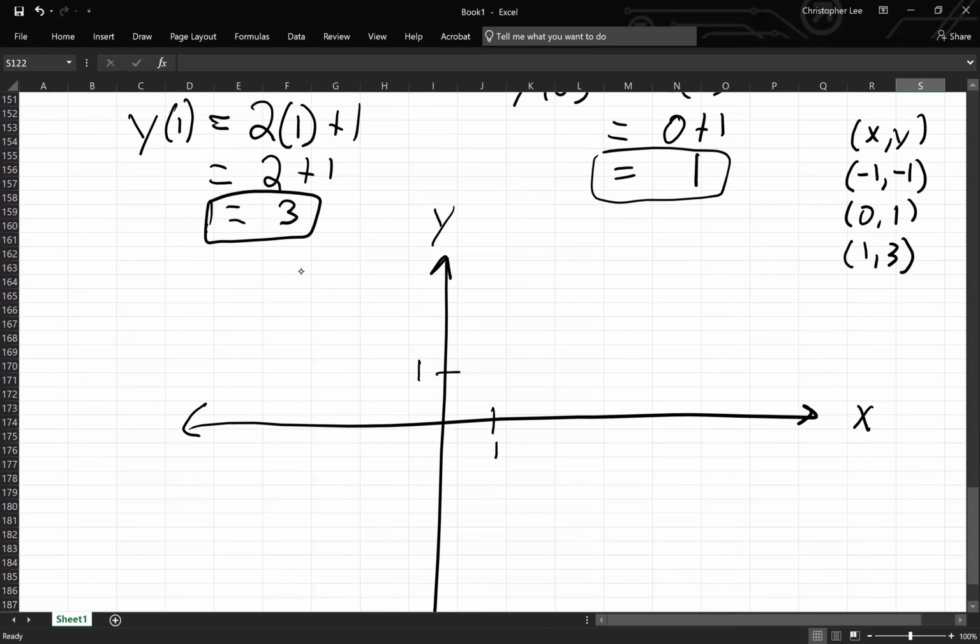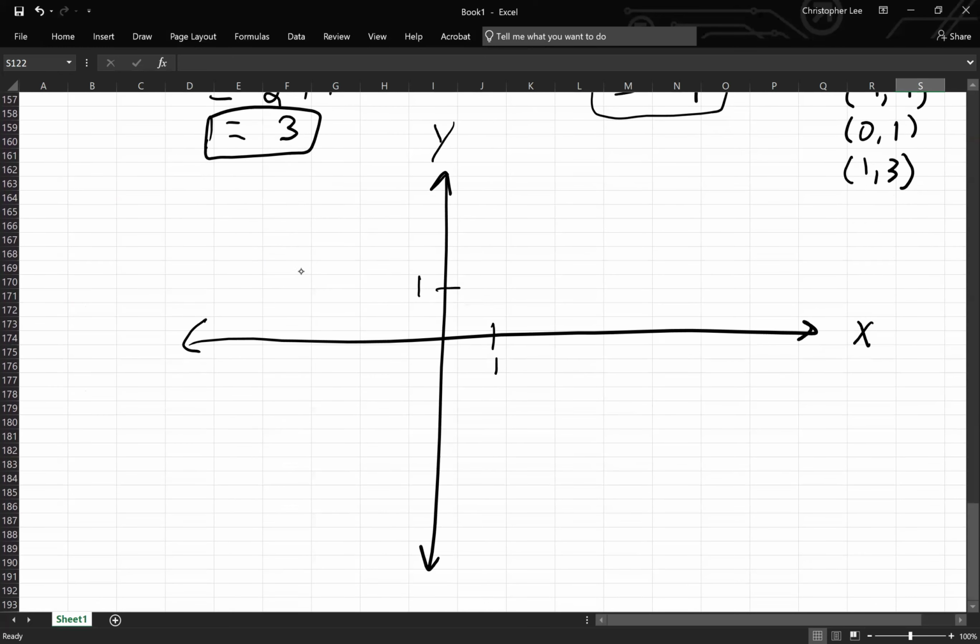Now I want to plot these points on the graph, right? So I'm just gonna count out 3 spaces real quick. This is 1, 2, this is 3. You know that the middle and the center, that's the origin, that's 0, right? This is -1, -2, -3. This is 1, this is 2, this is 3, this is -1.